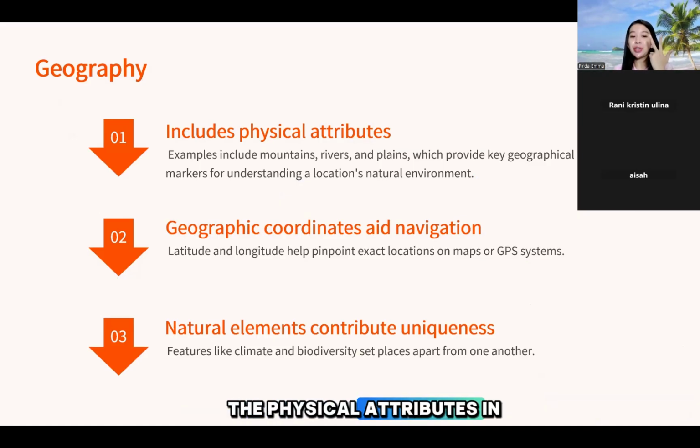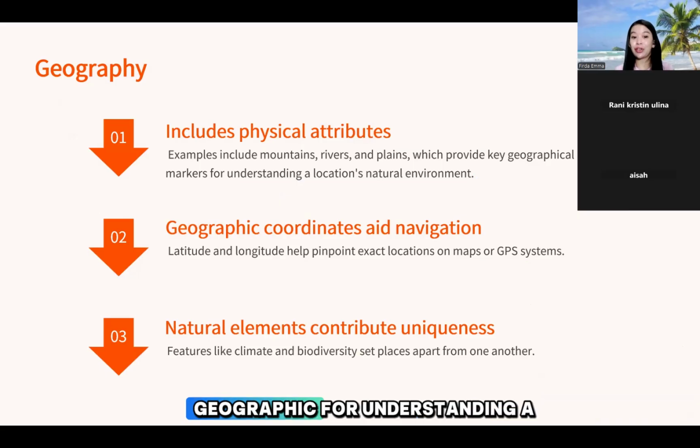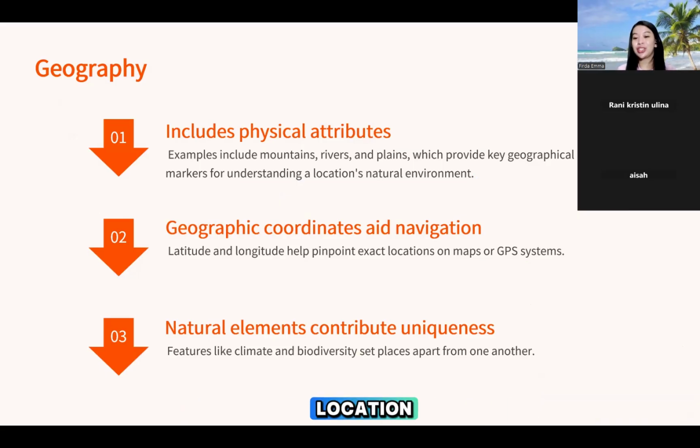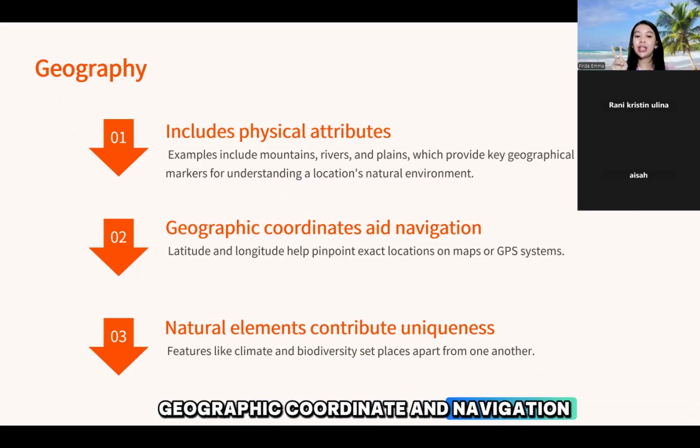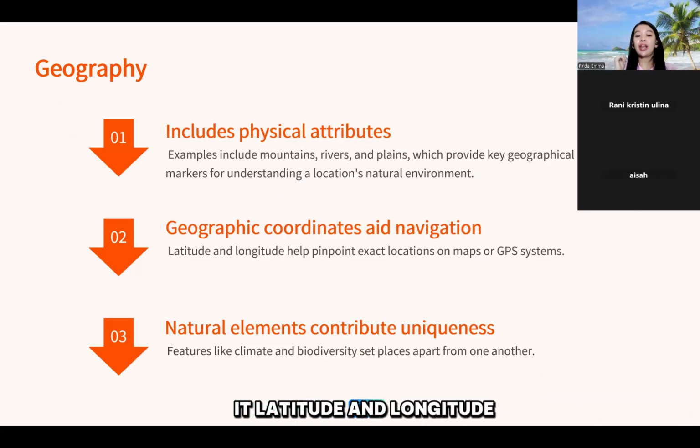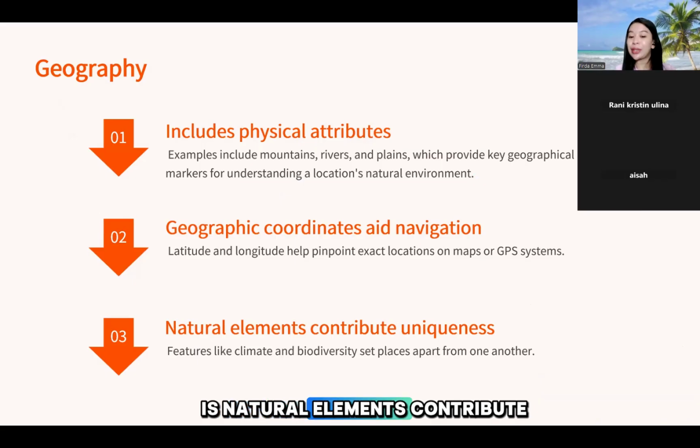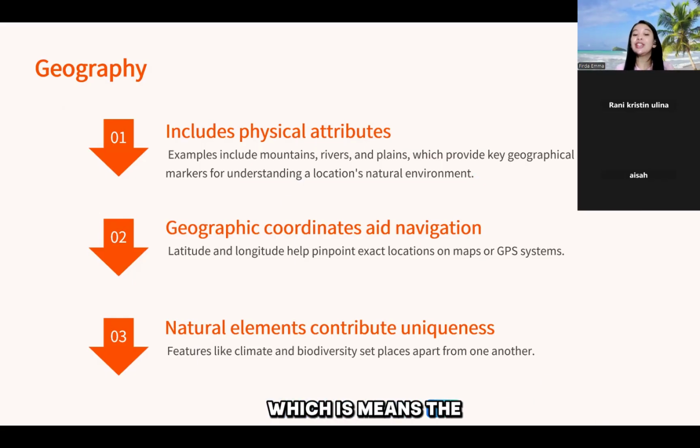The physical attributes, for example, include mountains, rivers, and plains, which provide the key geographic features for understanding a location's natural environment. And the second is geographic coordinates and navigation. Latitude and longitude help pinpoint exact locations on maps or GPS systems. And the third part is natural elements contributing uniqueness, which means features like climate, which I described before, and biodiversity set places apart from one another.